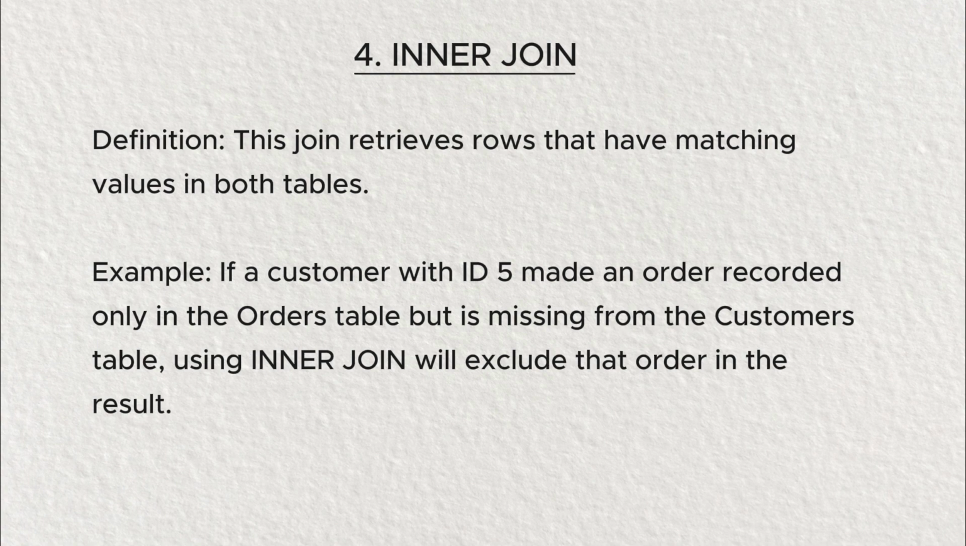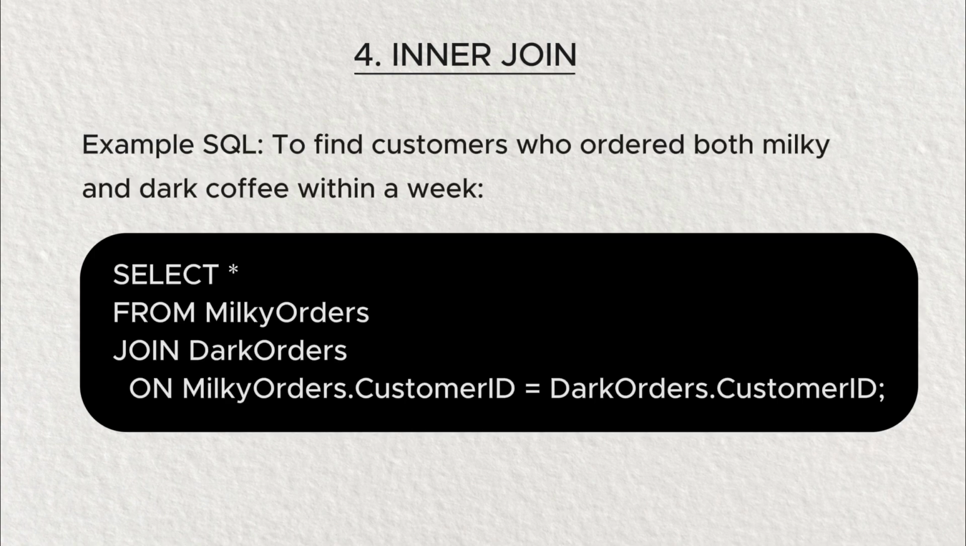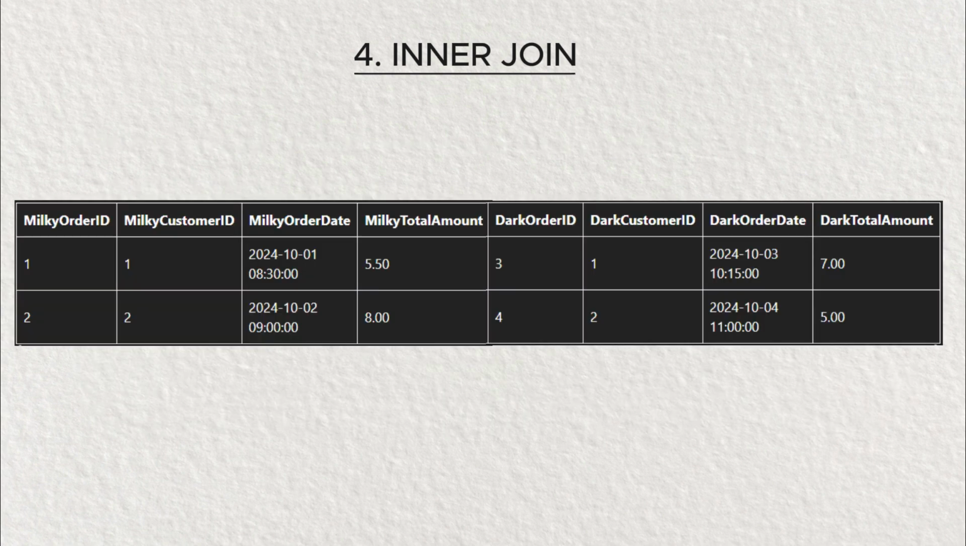The inner join retrieves only rows that have matching values in both tables. For example, if a customer with an ID of 5 made an order that was recorded in the orders table, but this customer was not recorded in the customers table, this will be excluded in the result set. This query is used to make an inner join of the orders table and the customers table on the customer ID column. And this is the result set of the inner join.